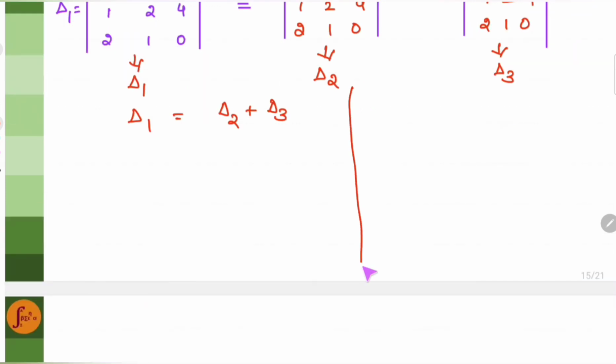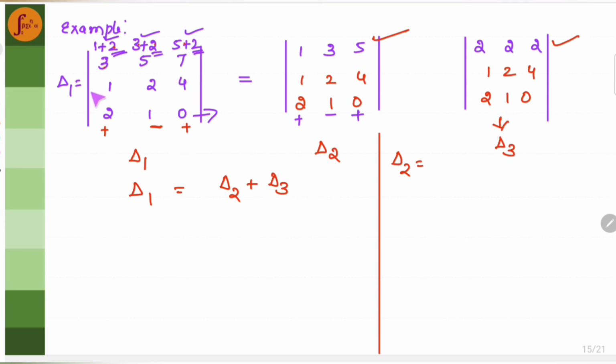Let's verify it. Now let's calculate determinant 1 first. Determinant 1 is equal to the first element. Let's take the third row because the third row has a 0. It becomes easier. So the first element is 2. 2 into, the sign is plus, 2 into 5 into 4, 20, minus 7 into 2, 14. So you've taken these two elements.